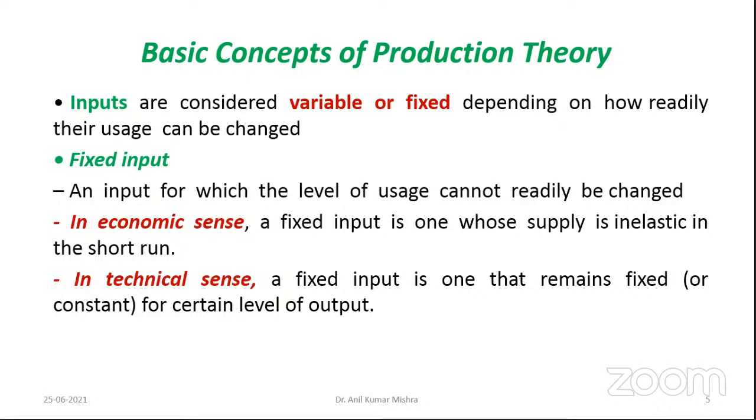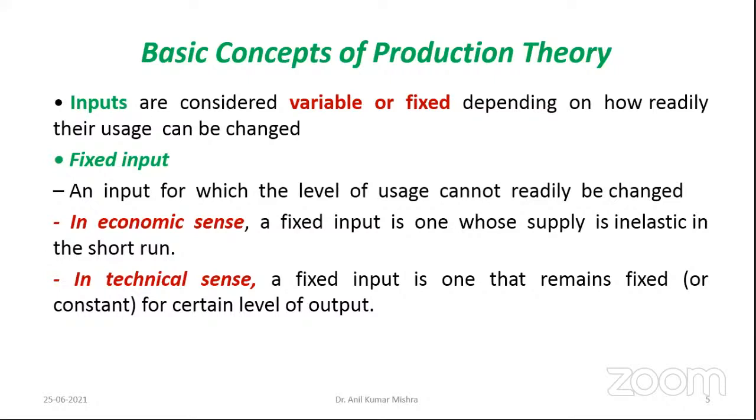Variable factors are those where wage earners are there. Raw materials, fuel, all these things are treated as variable factors. Those factors of production which vary along with the production process are called variable factors. Right? Now the fixed input is actually an input for which the level of use cannot be readily changed. Remember the term, it is not going to be changed in the production process, like your building, like for example the machinery, which remains fixed, right? So therefore those are treated as the fixed input factors.